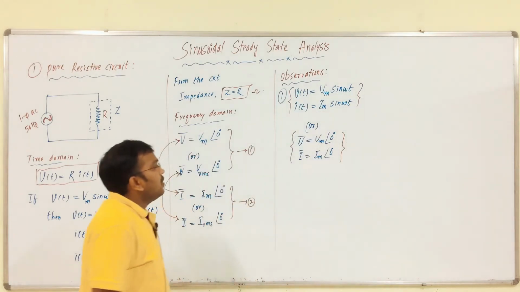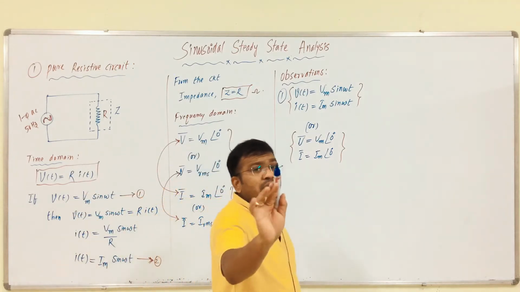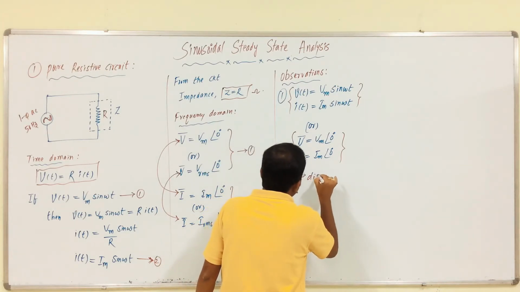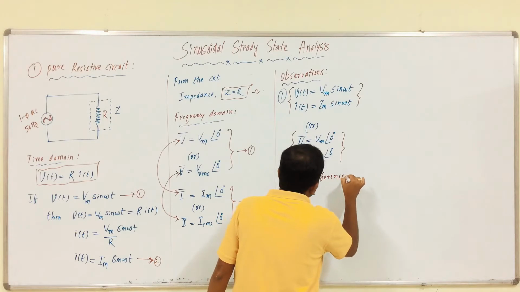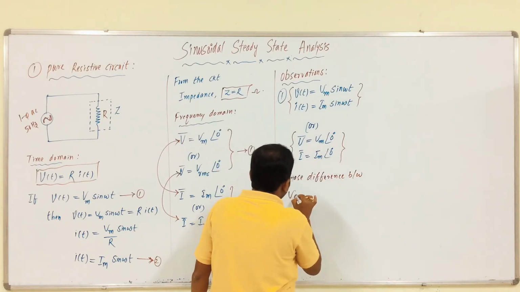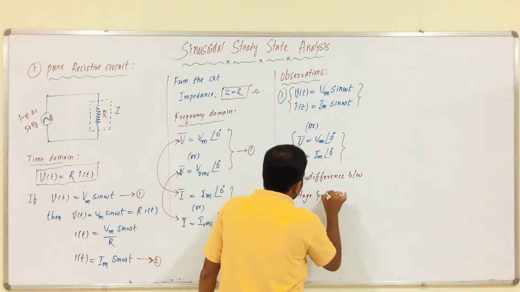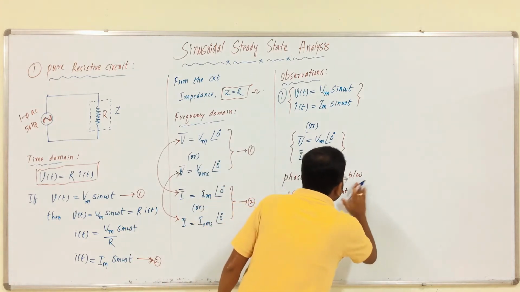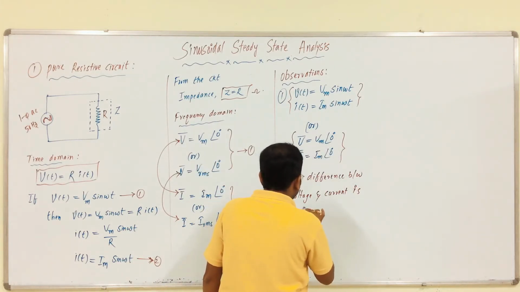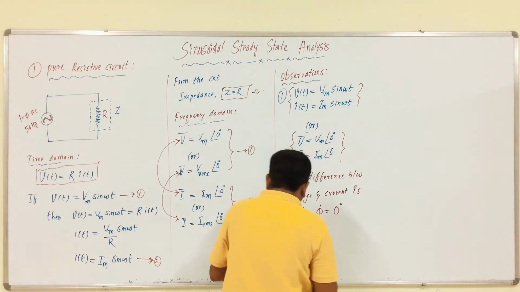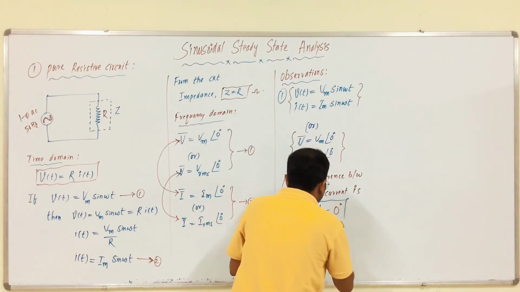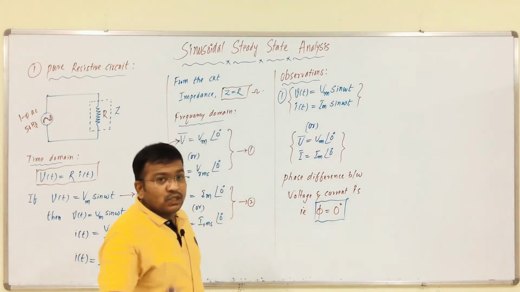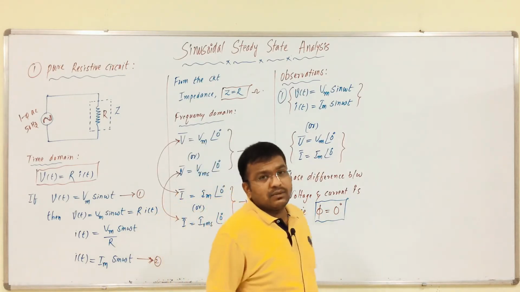From this, what is the phase angle or phase difference between voltage and current? How many degrees? That is phi is equal to 0 degrees, right? We have sin omega t plus 0, Im sin omega t plus 0. There is no phase difference between those two quantities, voltage and current.